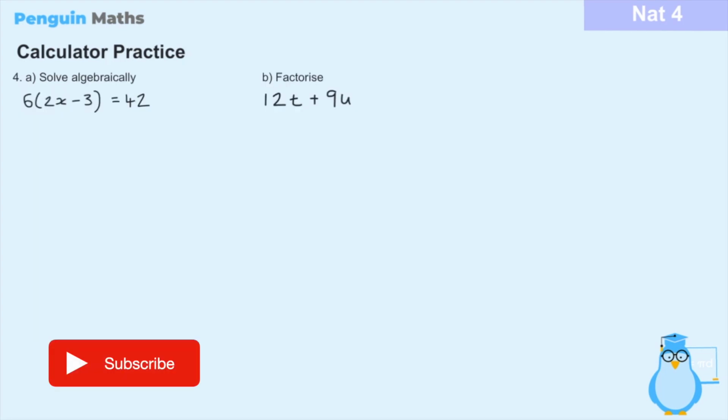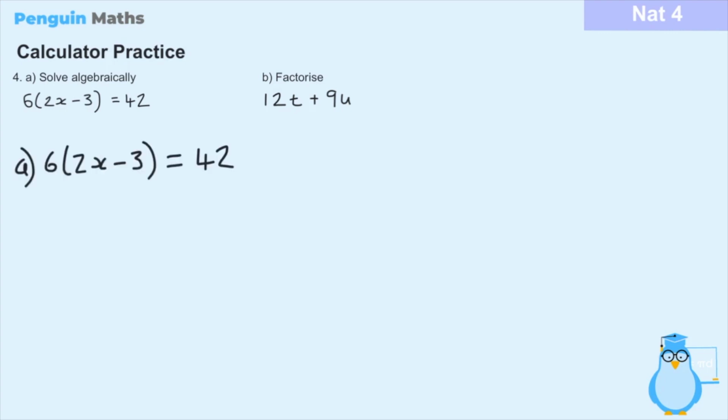So this fourth and final question of this lesson is going to test our ability on solving equations and also factorising. So let's look at 4.8 first. We're asked to solve algebraically the equation 6, and then inside brackets we have 2x minus 3, and then on the other side we're told that's all equal to 42. Okay, so there's multiple ways we can go about solving this, but essentially the end goal is to have something that looks like this.